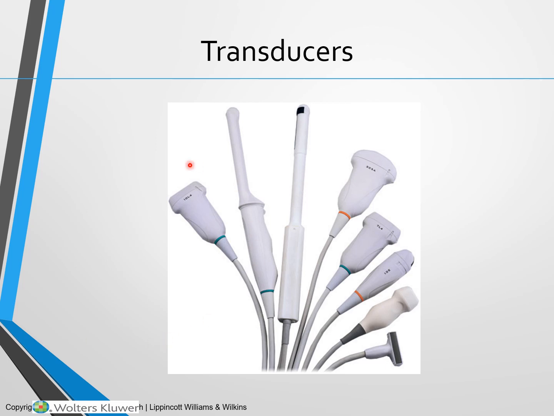So we have linear types of probes that will be used for small parts and vascular scanning. We have endocavitary probes that can be inserted into the vagina or the rectum. We have curvilinear probes that would be used for anything deep as far as abdominal or pelvic structures. And then we have sector type of probes that are typically used for cardiac imaging.